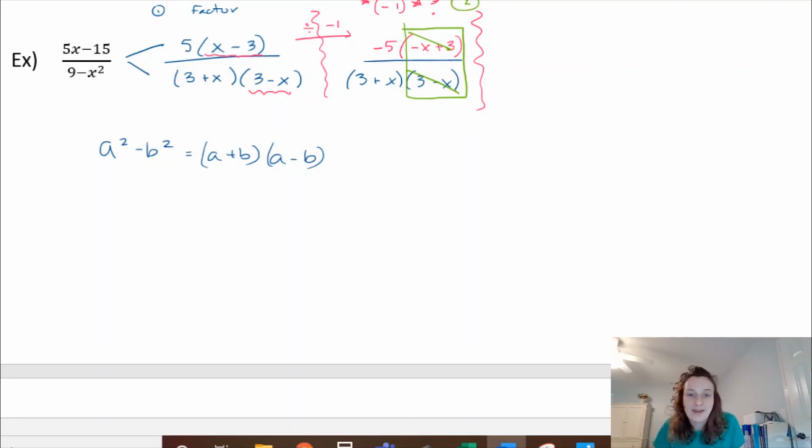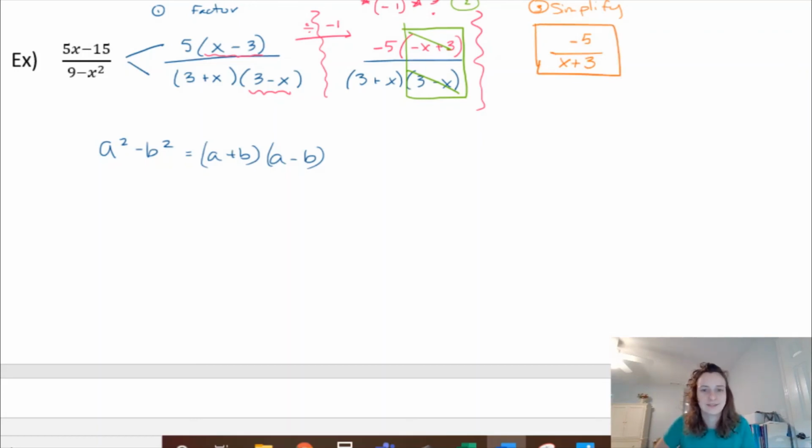So what do we have left now? In step 3, we're going to simplify. Well, what do I have left in the numerator? I have a negative 5. And what do I have left in the denominator? I have an x plus 3. And I know that it says 3 plus x, but proper math grammar is we write the variables first. So this here would be the proper final answer, negative 5 over x plus 3. Okay.